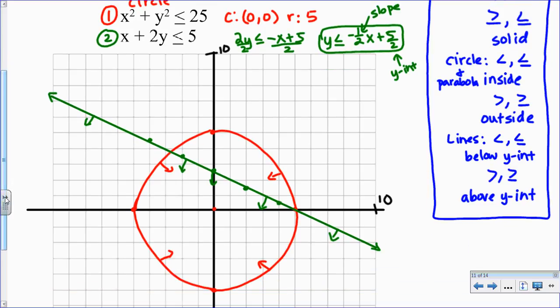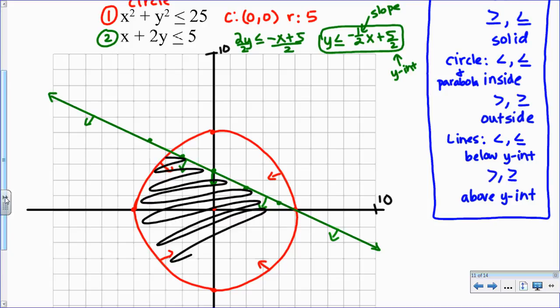Okay, so now let me look to see where it would overlap. I need to be inside the circle, but below that line. So that's right in here. That is the solution to this system. With inequalities, you're not getting a specific point. You're getting a region, because that says that anything inside this shaded region will work for both inequalities.